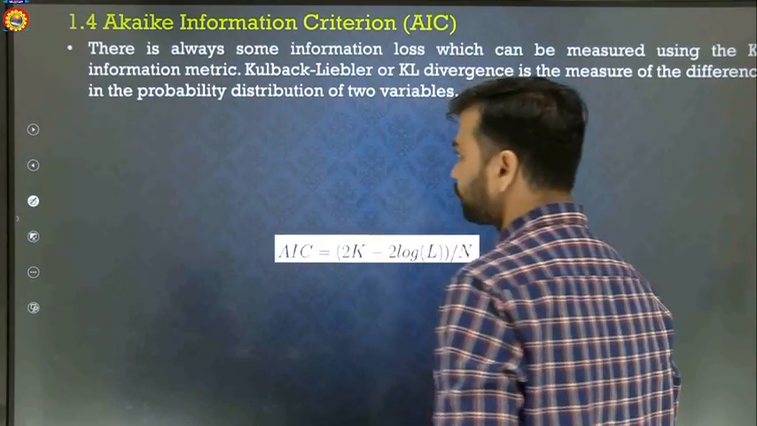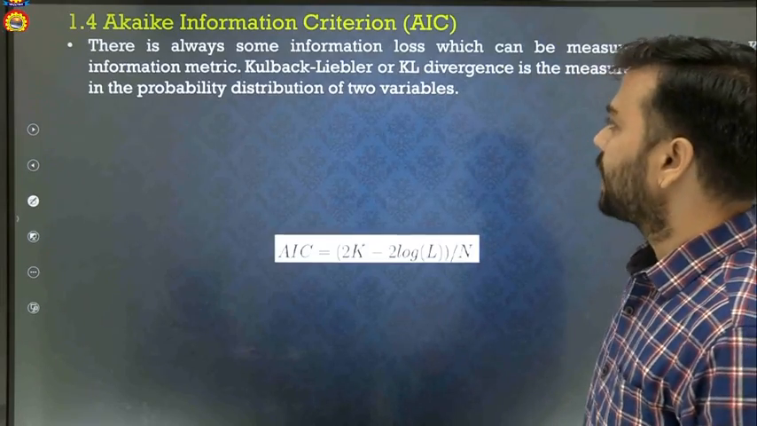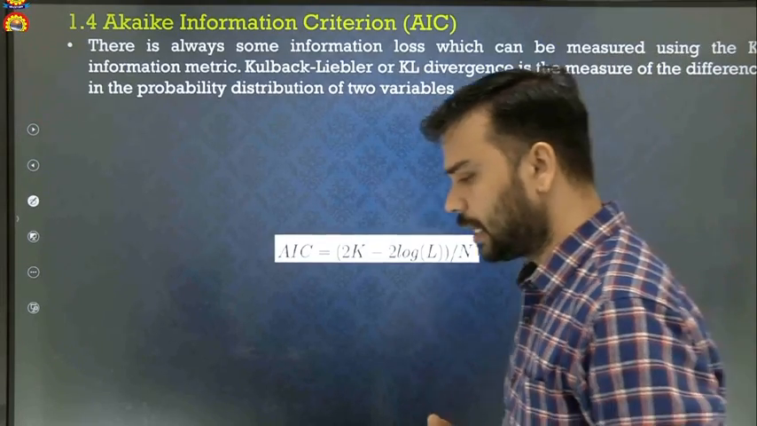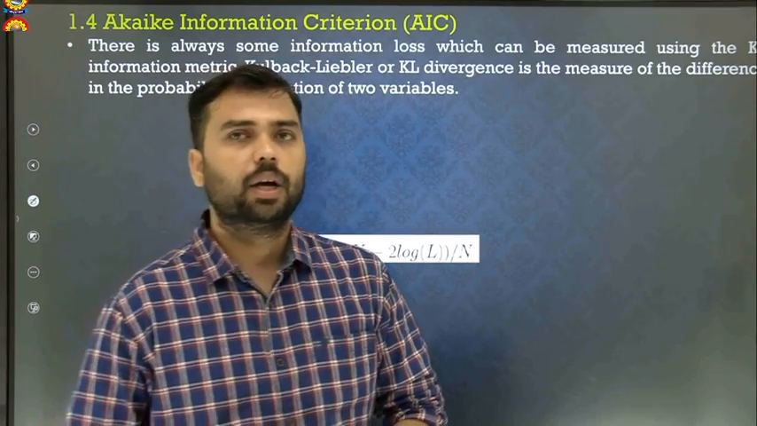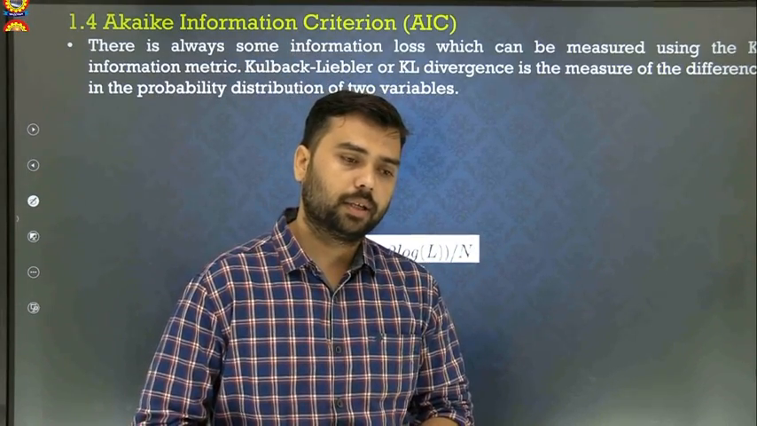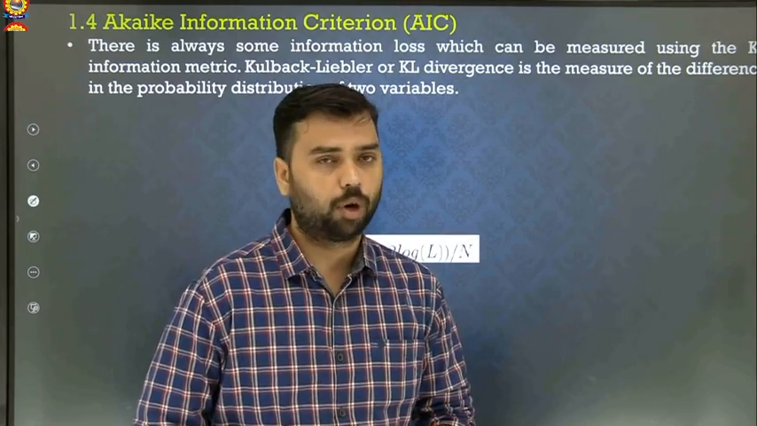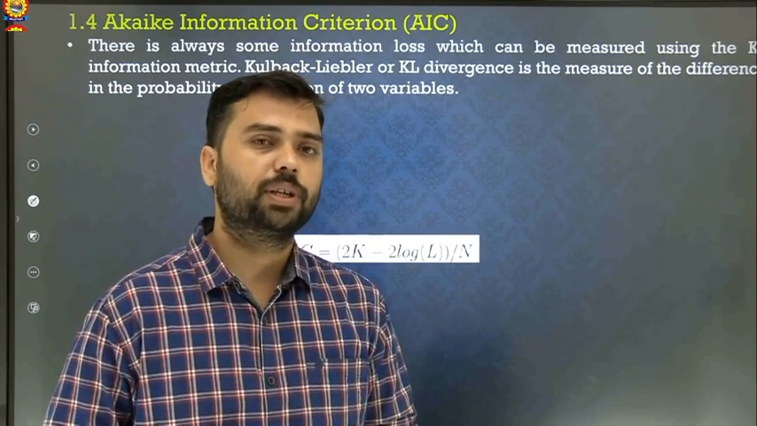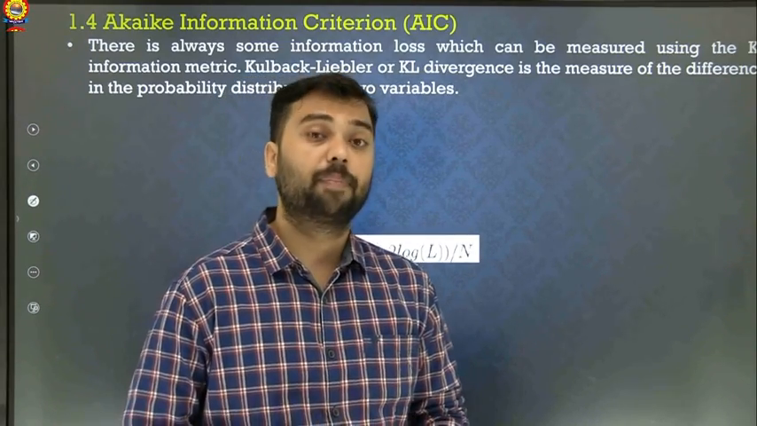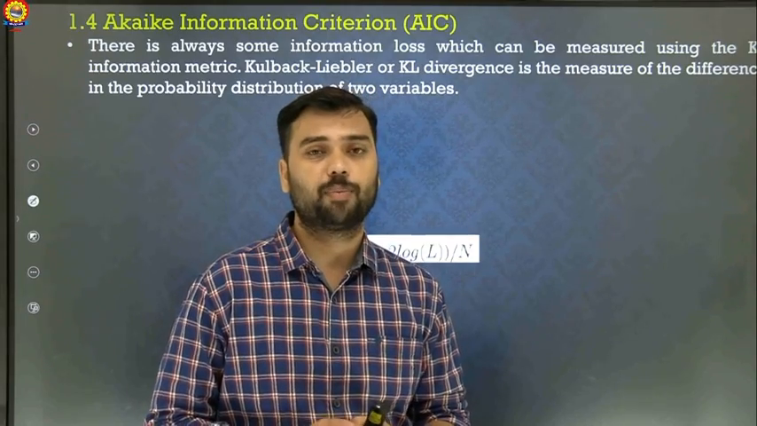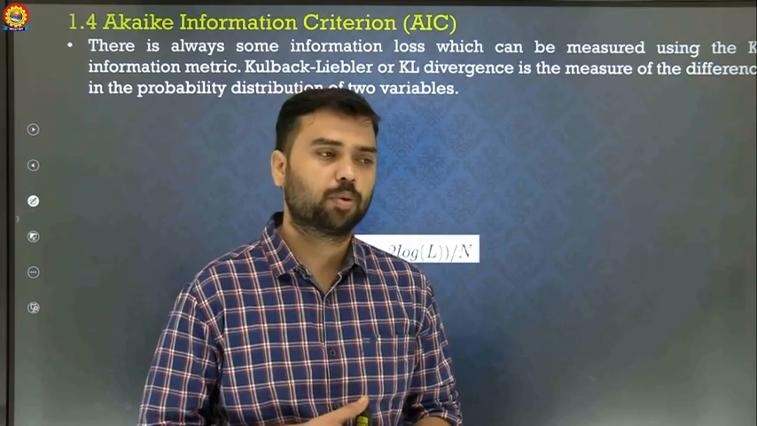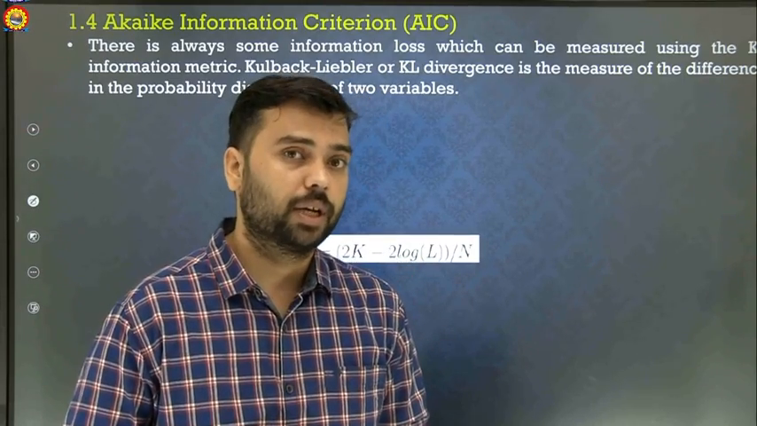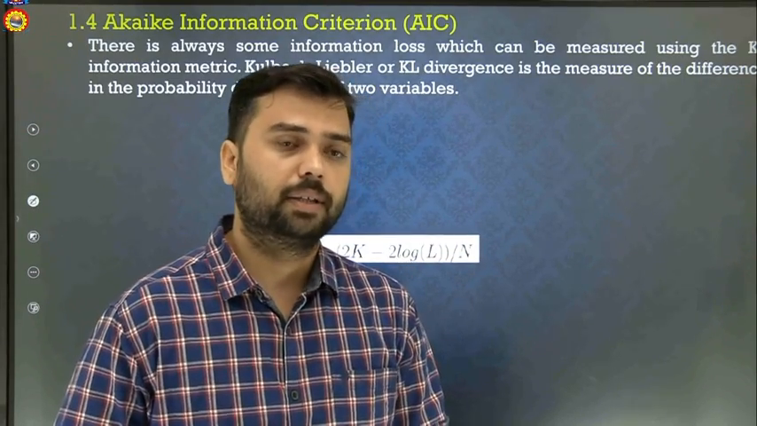Okay, so there is always some information. In this Akaike method, we measure not only the information captured by the model, but also how much information is skipped by the model. So how much less information is captured by the model, or suppose how much accuracy is not captured by the model.